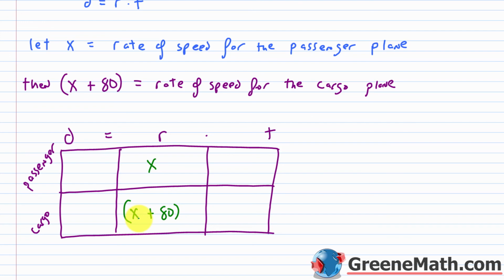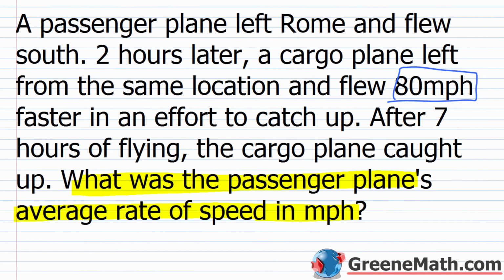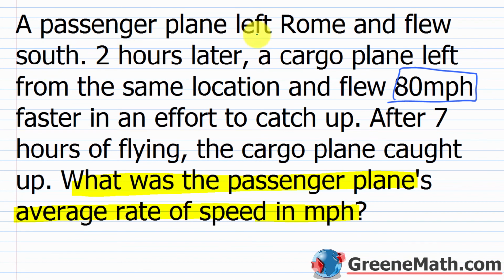Now, does it say anything in the problem about the time? Well, yeah, it kind of does. A passenger plane left Rome and flew south 2 hours later. So that means that the passenger plane is traveling for 2 hours more than the cargo plane does. So 2 hours later, a cargo plane left from the same location and flew 80 miles per hour faster in an effort to catch up.